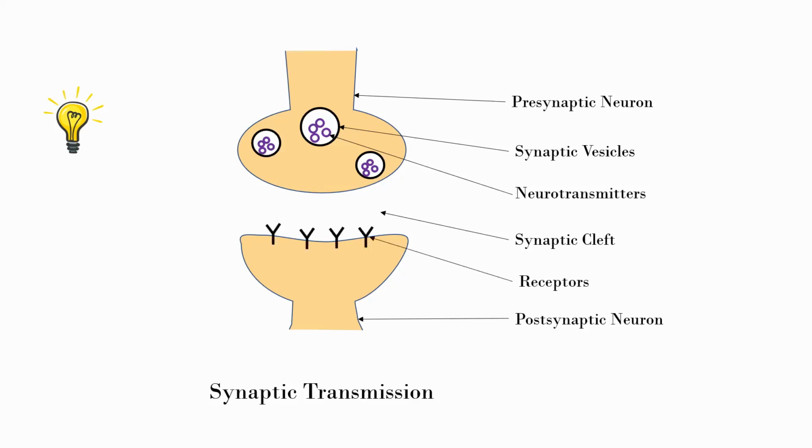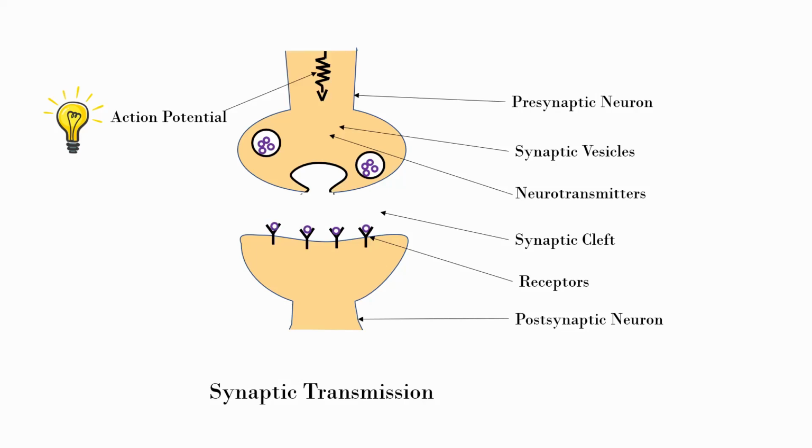When an electrical signal, also known as action potential, reaches the presynaptic neuron, it causes depolarization of the presynaptic neuron, triggering the fusion of synaptic vesicles with the presynaptic membrane. This fusion releases neurotransmitters into the synaptic cleft, similar to releasing letters into a mailbox. These neurotransmitters then bind to receptors on the postsynaptic neuron.